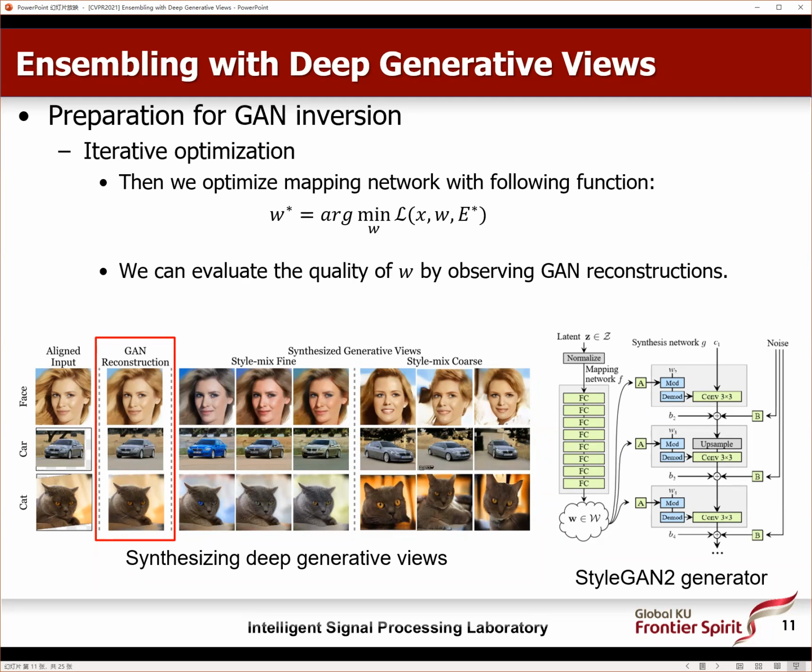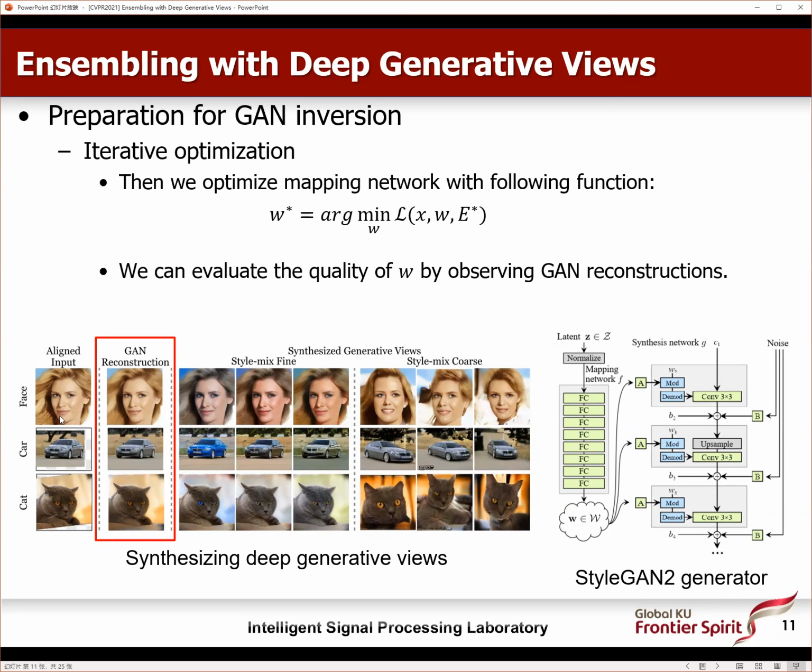Also, we can call the latent vector W star here, so that we only use a single image to run the iterations, 35 to 40 steps. So it costs only half a minute to optimize on a certain image. So we can get the optimized latent vector Ws for these images. And then we can evaluate the quality of W by observing the GAN reconstructions, which is represented here.